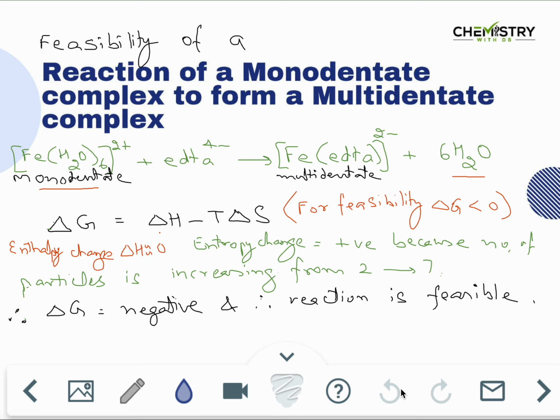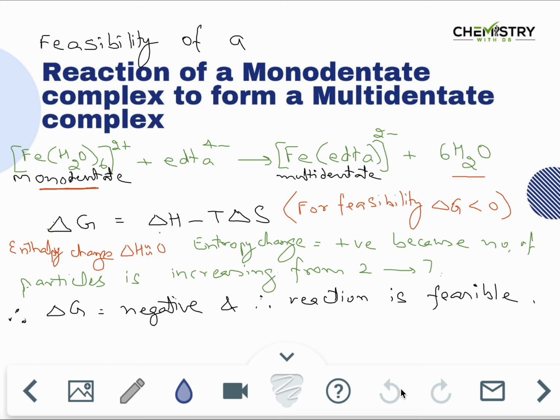Now why is this 0 over here? Because as you can see, there are 6 coordinate bonds being broken that the water ligands had formed with the ion, and it's the 6 coordinate bonds that EDTA has formed again. Those are also coordinate bonds. So 6 coordinate bonds breaking and 6 coordinate bonds forming. So therefore virtually there is hardly any enthalpy change. That's why I'm saying that enthalpy change here is approximately 0.